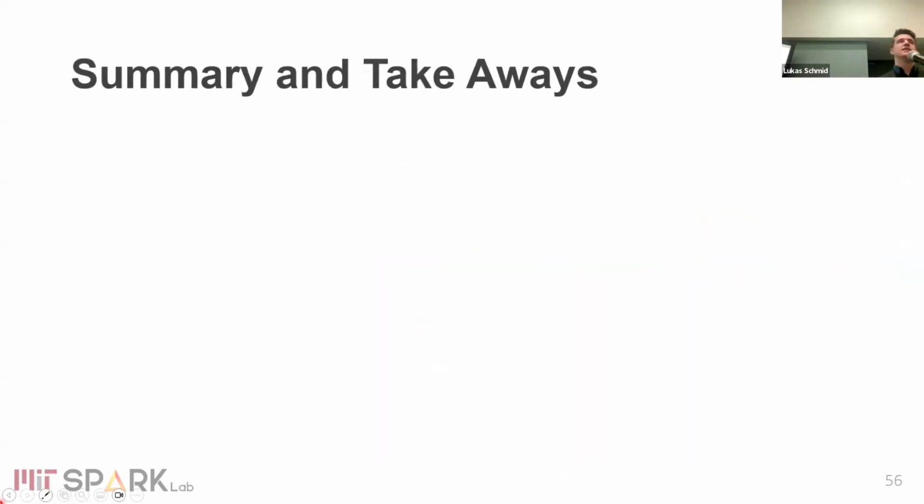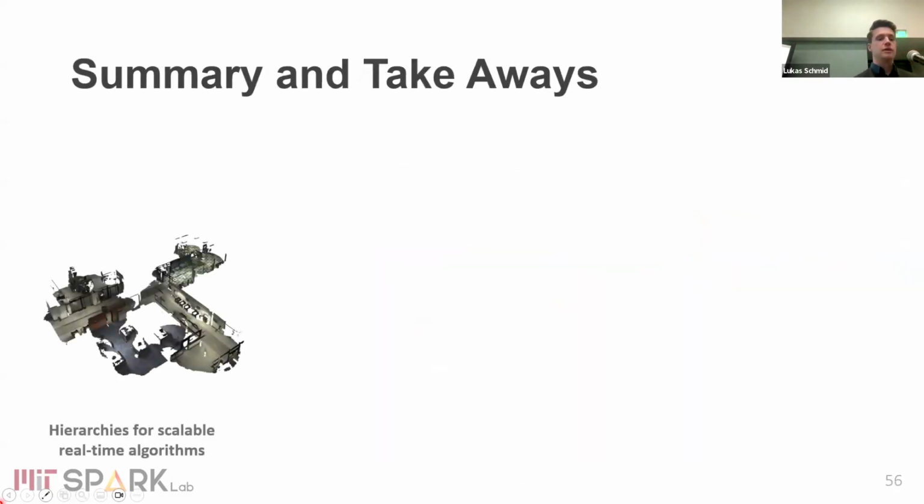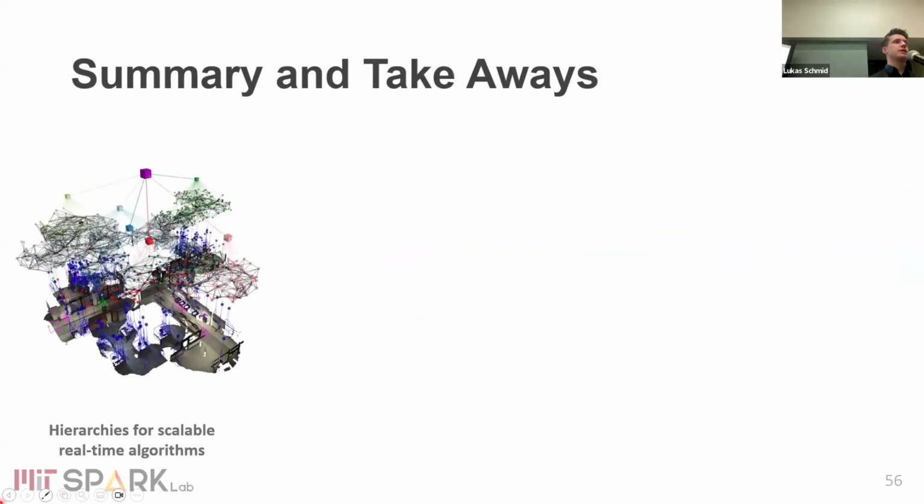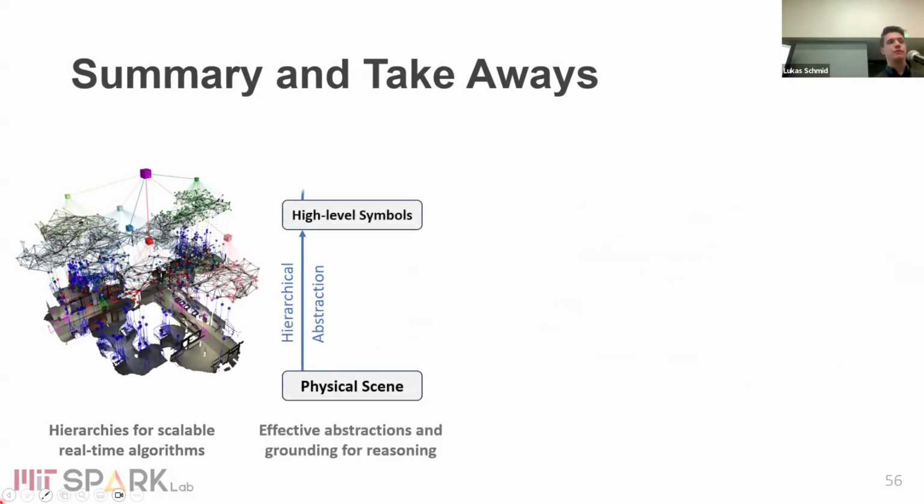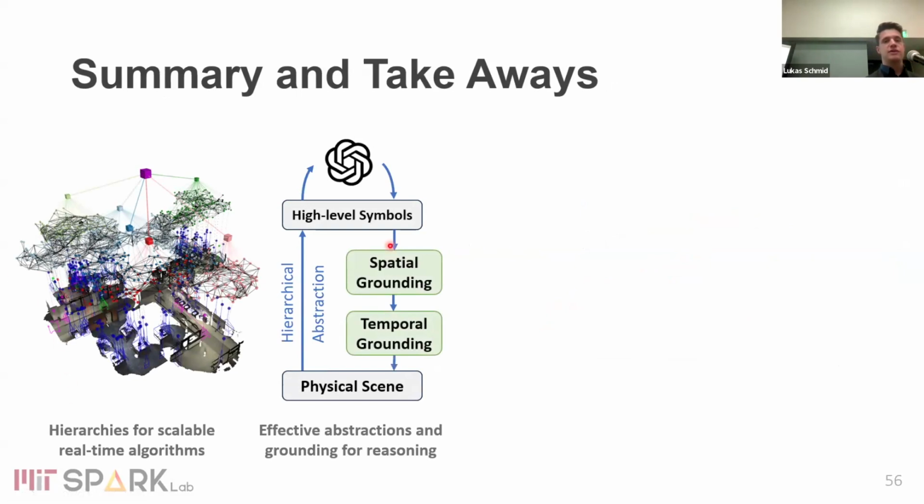So to wrap up and summarize, today I hope I could convince you that hierarchical representations can be really, really useful to do effective, large scale and long horizon planning and reasoning on robots. We've seen that these scene graphs are really useful to not only find the abstraction into these higher level symbols, but these symbols interface really well with reasoning models or large language models.